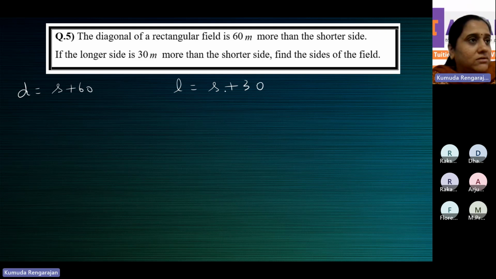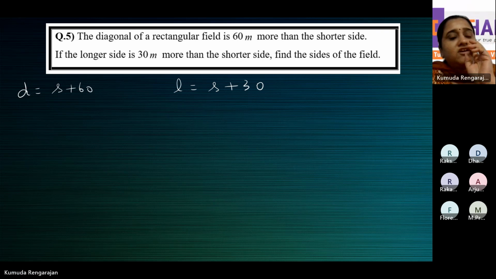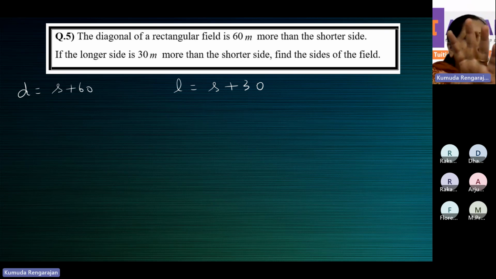Anybody can be X. Now you need to find three things: diagonal, longer side, shorter side. In this question, there are three characters. Everything you must have in X. Somebody will be X, and the other two will be in terms of X, like X plus 40, X minus 30, something like that. But everything should be in X. So call somebody as X and find the other two in terms of X.